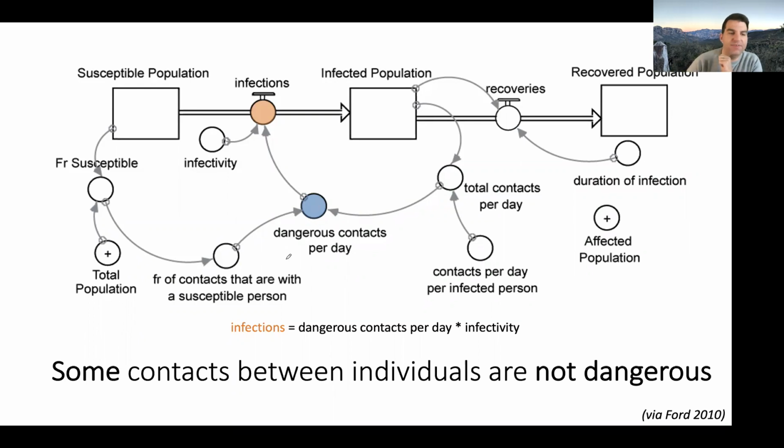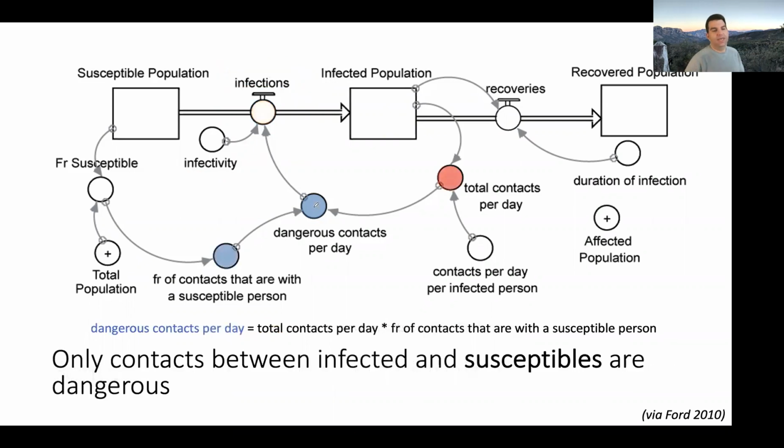So we are going to create a variable called dangerous contacts per day. This dangerous contacts per day will ultimately be what determines, in the infections flow, the number of individuals moving from susceptibles to infected. So the formula we have up here is what we have down here, which will be dangerous contacts per day times the infectivity that we already talked about. So how do we form dangerous contacts per day? That's what we need to figure out how to model.